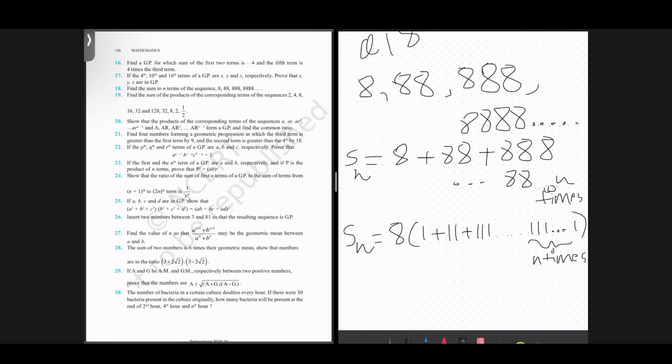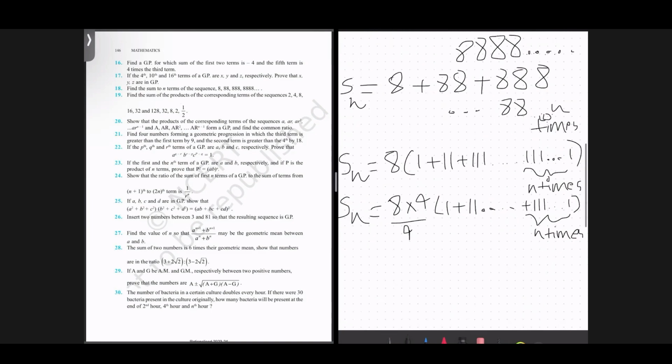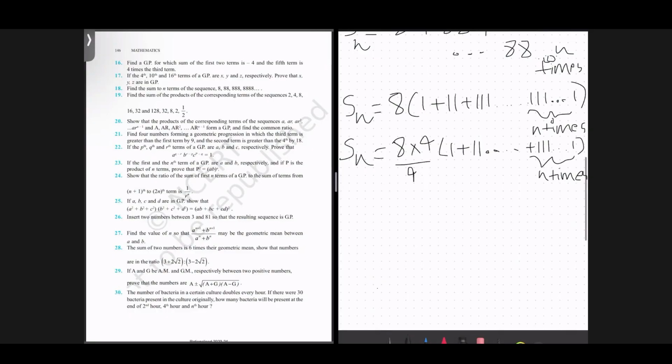Now what I'm going to do is multiply the numerator and the denominator by 9. So my Sn now becomes 8 into 9 upon 9, and into the bracket I have 1 plus 11 plus up till n times, correct? This is what I have in the numerator and denominator. And what I'm going to do now is propagate the value 9 into the bracket. So I'll multiply 1 with 9, I'll then multiply 11 with 9, and so on and so forth. And when I do that, what I'm going to be left with is Sn equating to 8 upon 9.